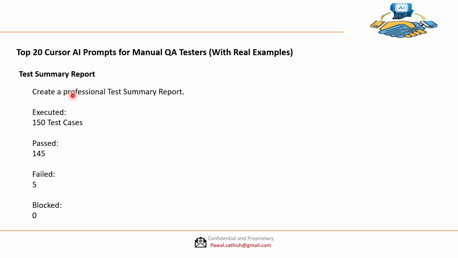Okay. We'll also use Cursor AI to generate the report. Okay, so for that, we'll give the prompt like: create a professional test summary report for how many we have executed, passed, failed, and blocked. Okay, so those are all the top 20 Cursor AI prompts for manual QA testers that you should know.